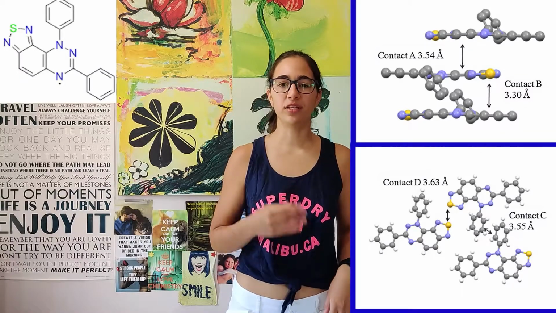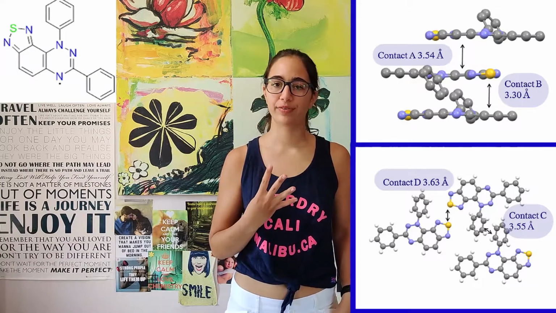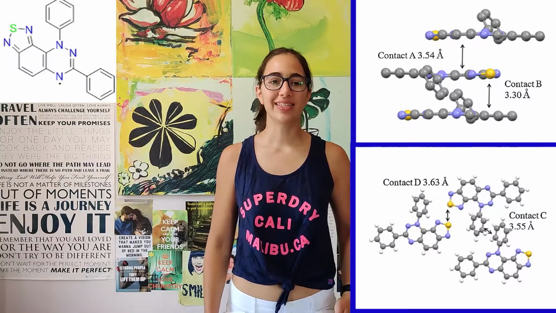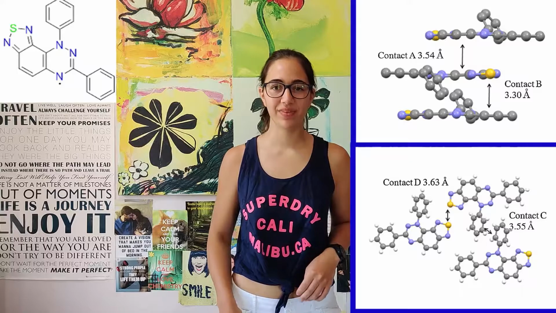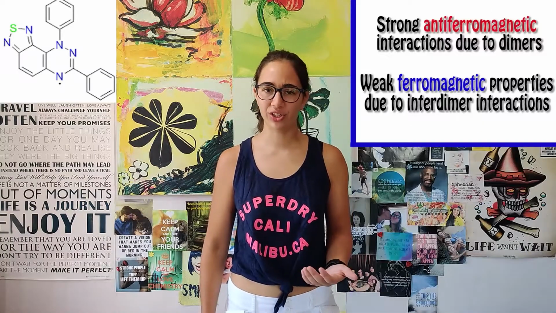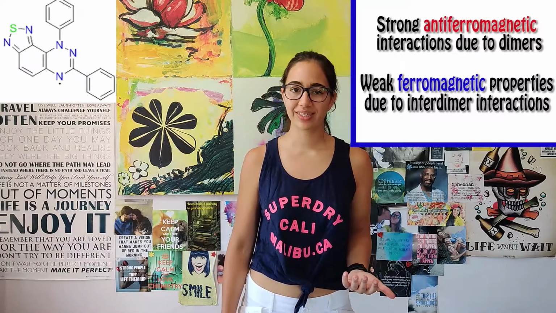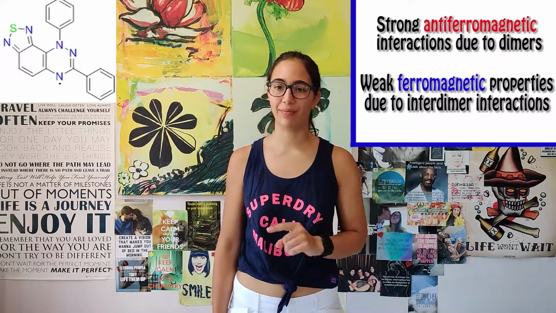The molecules experience 4 different interactions in this arrangement at the 4 different points of contact seen. The stacked columns are connected by weak sulfur-sulfur interactions. This species exhibits strong antiferromagnetic interaction due to its dimer properties and weak ferromagnetic properties derived from its interdimer interactions.